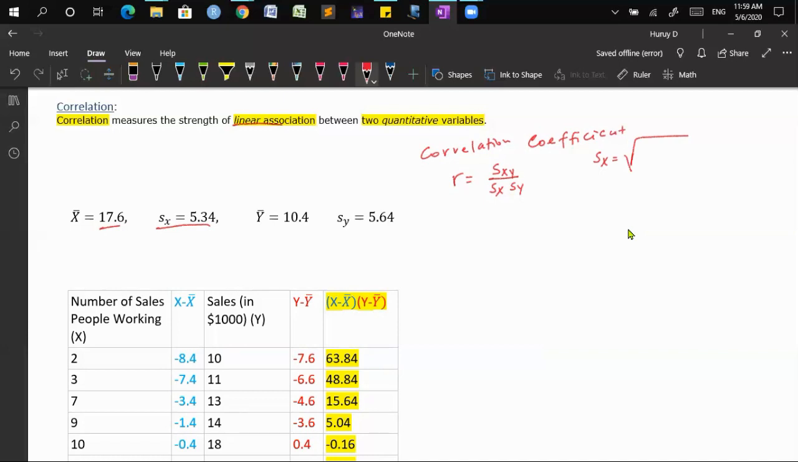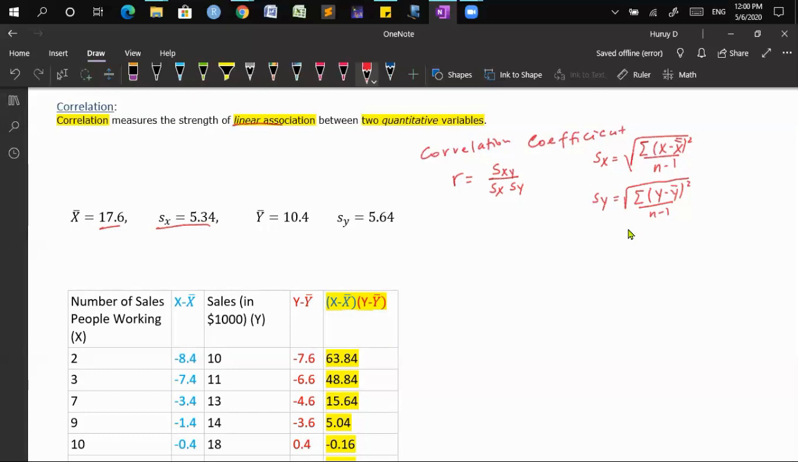So here we have the summation of x minus x bar squared over n minus 1. And S sub y is the same, but now using the y variable, y minus y bar squared over n minus 1. So those are something that we are familiar with: the standard deviation of x values and y values.